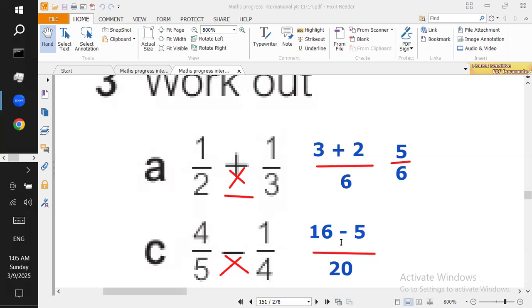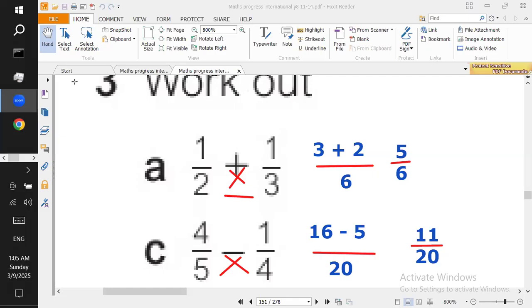Now, 16 minus 5 is going to be... I'm sorry, 11. And then the denominator is 20, so the answer is 11 over 20. And this is the idea of this question. First you have to make them have the same denominator, and then work out the new numerators and find the final answer.